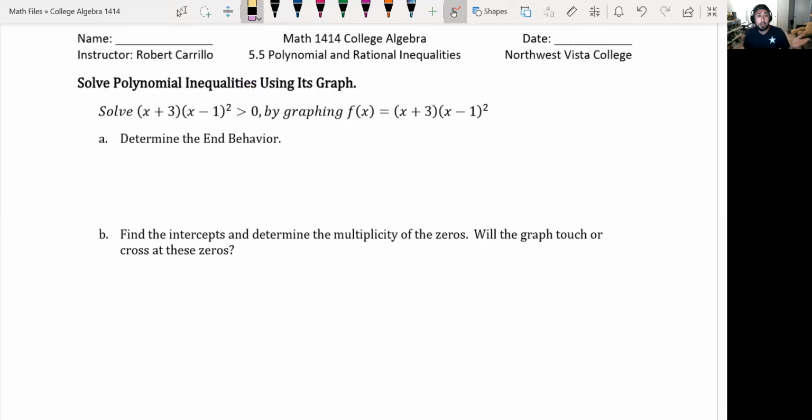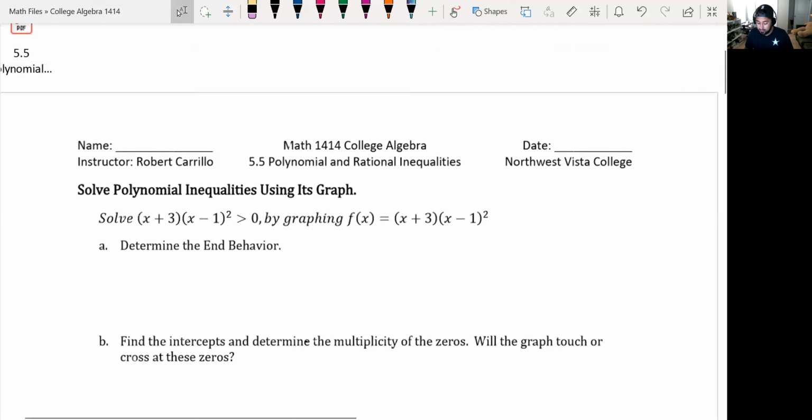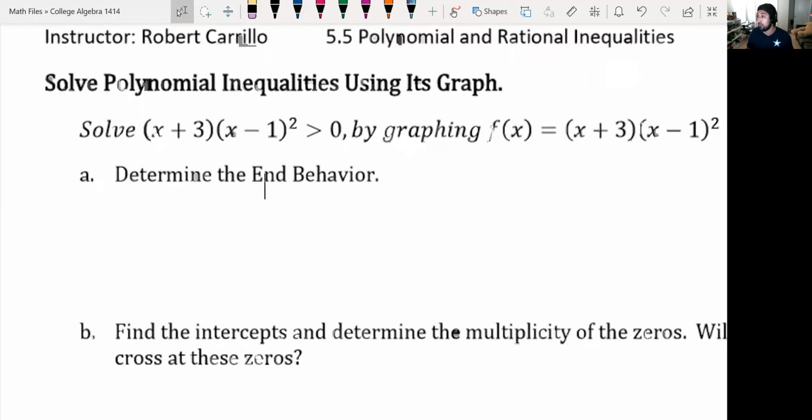We want to solve (x + 3)(x - 1)^2 > 0. So we want to know, where is this function going to be above the x-axis? We start by going through the steps of graphing this polynomial function, and the first step is to determine the end behavior.